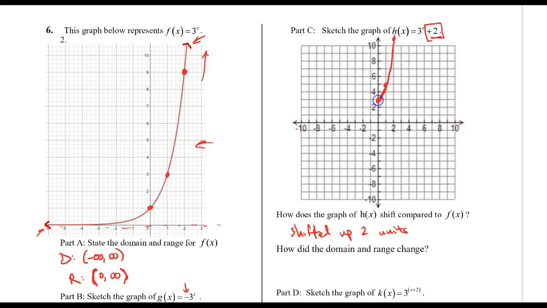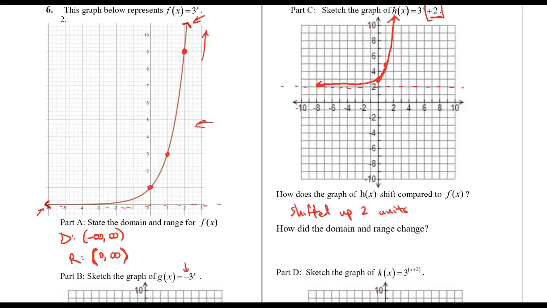And we have to be careful because this little horizontal line that we couldn't cross, that imaginary 0 point, also got shifted up 2 units. So now we have this imaginary horizontal line at 2 because it moved up 2 units. And when I graph, I get a picture like that.